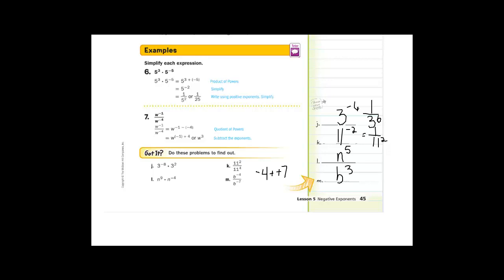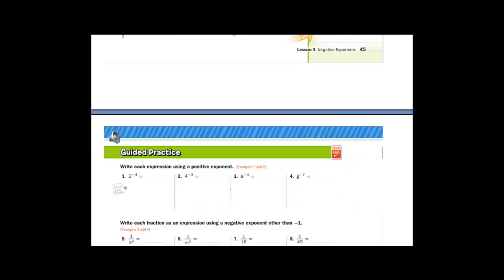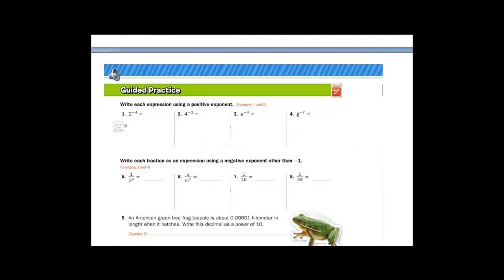All right. Looking at a couple of examples under guided practice. Number 1, write each expression using a positive exponent. So 2 to the negative 4th, 1 over 2 to the 4th. 4 to the negative 3rd, 1 over 4 to the 3rd. A to the negative 4th, 1 over a to the 4th. G to the negative 7th, 1 over g to the 7th. No base change, just the exponent's sign.